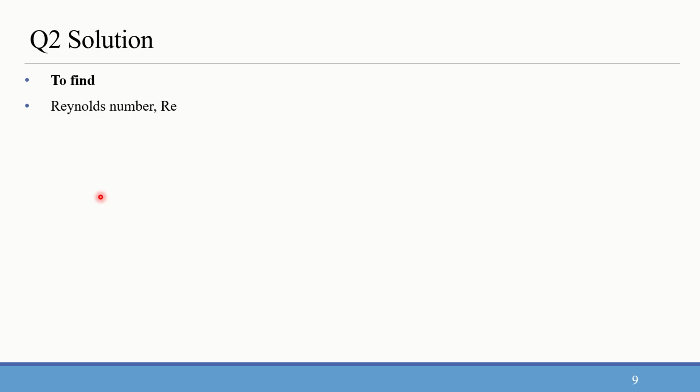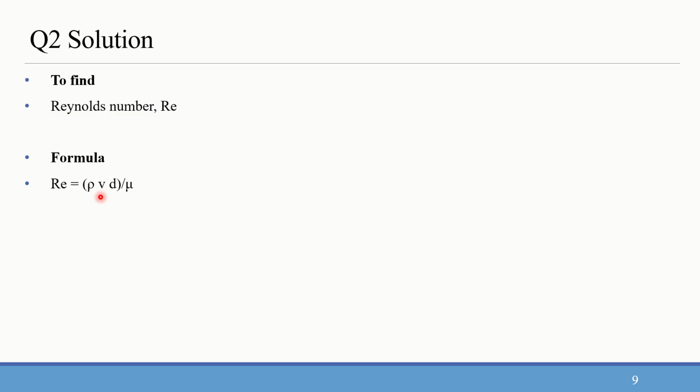So what are we going to find? We have to find the Reynolds number, that is Re. Reynolds number is given for the pipe flow. We are talking about pipe flow. So Reynolds number in general is rho v into characteristic length by mu. Here the characteristic length is the pipe diameter. So Re is equal to rho v d by mu.